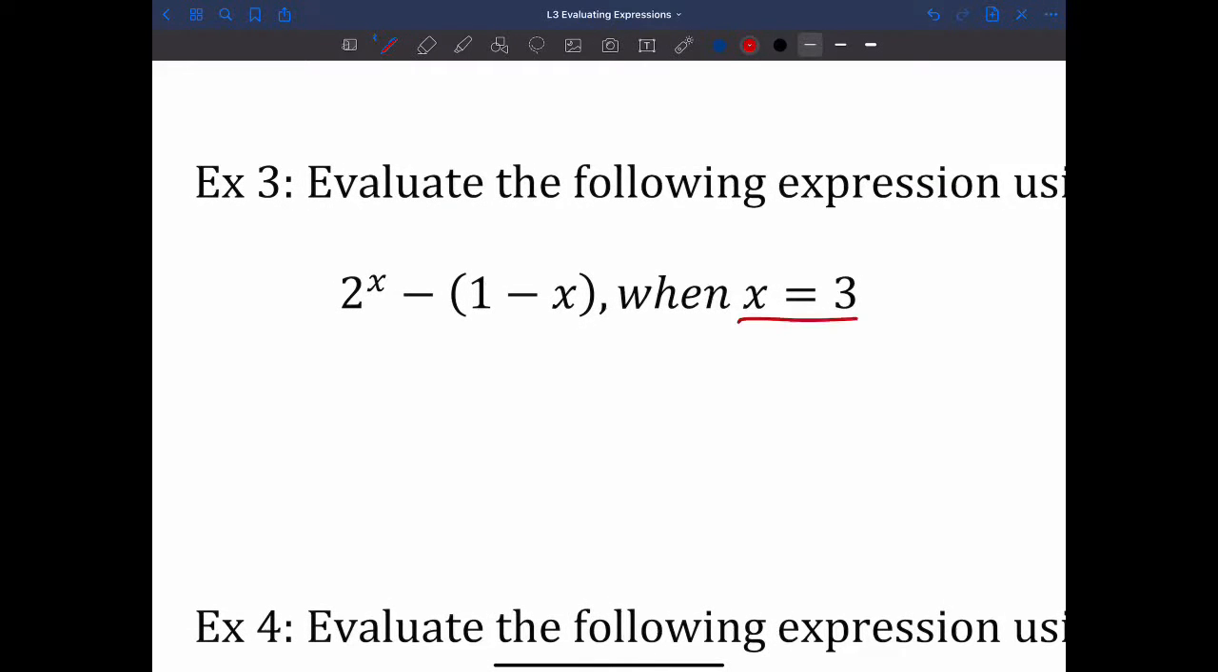We know that x is equal to 3, so when we have 2 to the x power minus 1, and then in parentheses 1 minus x, we're going to replace both of those x's with 3's. Right, so in this case, that's going to look something like this. We're going to have 2 to the third power minus, and then in parentheses, 1 minus 3.